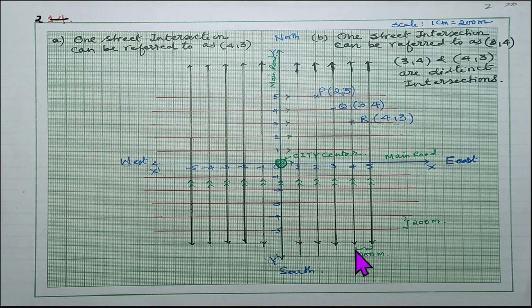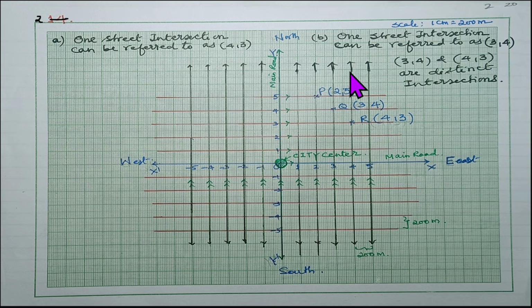And these roads are at 200 meters distance. The measurement is taken as 1 centimeter is equal to 200 meters. So this is 1 centimeter and it is taken as 200 meters. So therefore I have the 5 roads in the vertical direction and 5 roads in the horizontal direction.